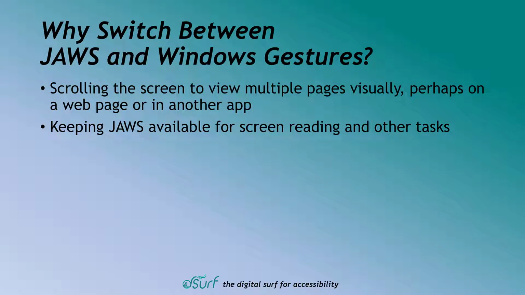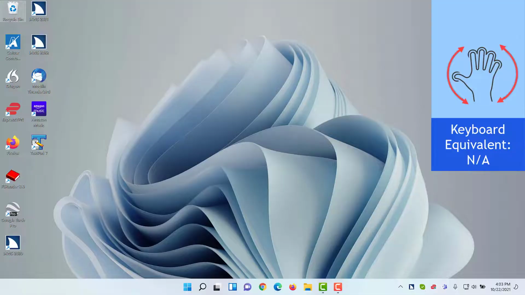To switch between JAWS and Windows gestures, perform the following gesture. When a gesture is performed in this demo, a gesture panel opens in the upper right corner of the screen. It shows animations of arrow keys for direction and the silhouettes of fingers for gestures in motion. The equivalent keyboard command is listed at the bottom of the gesture panel. After each gesture is complete, the gesture panel closes. This occurs throughout this instructional demonstration without further audio description.